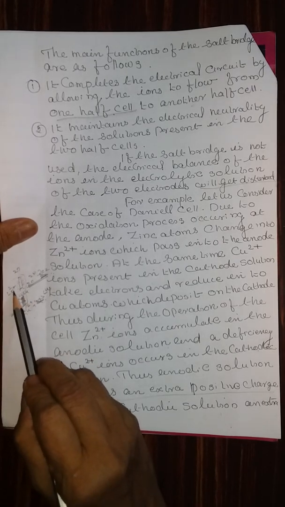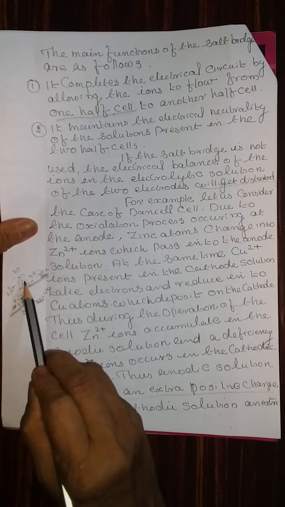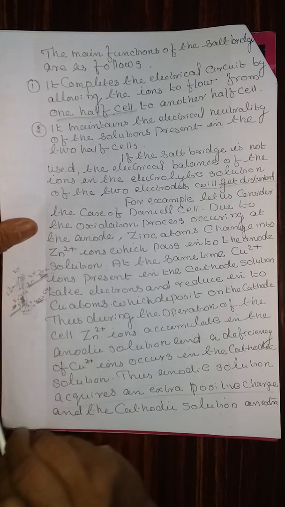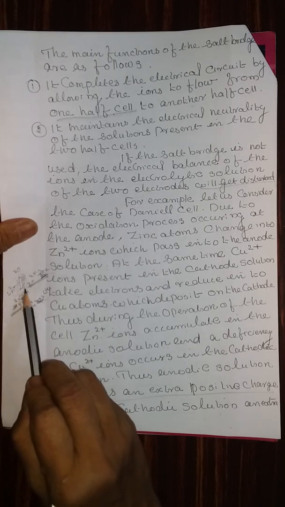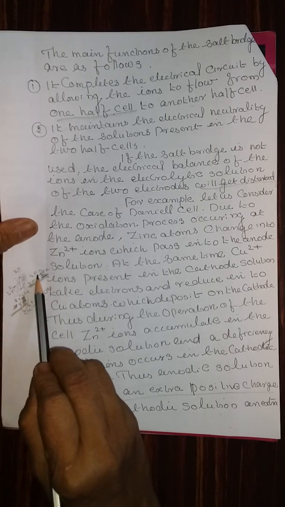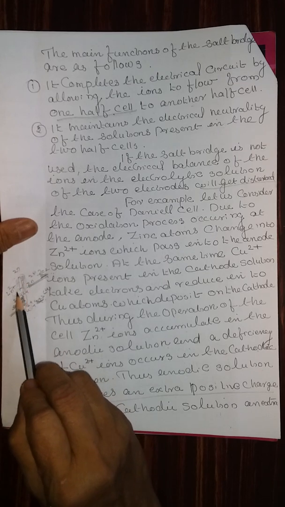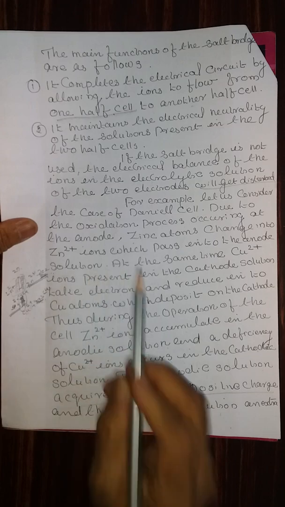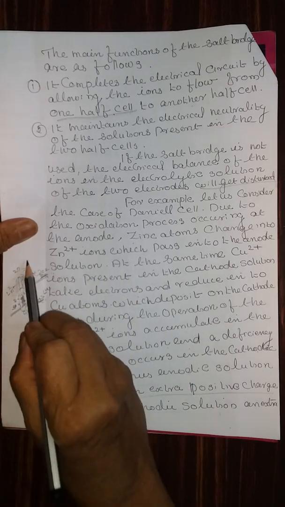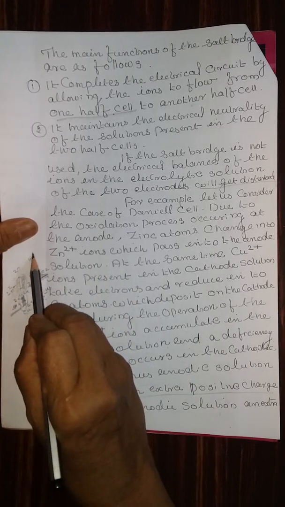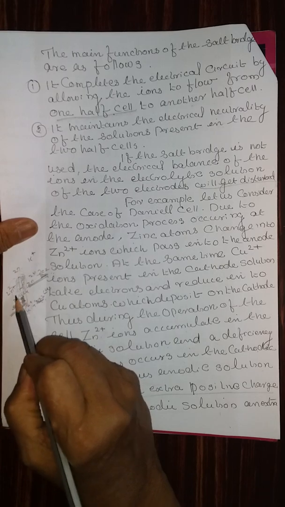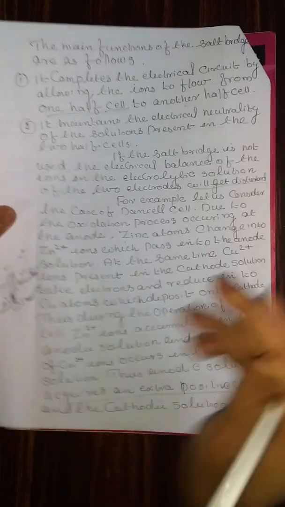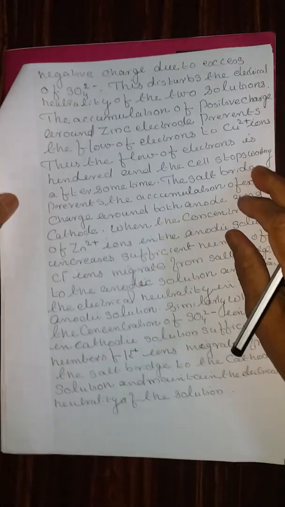SO4 2- ion forms a cloud here. Therefore, Zn2+ goes into solution and the 2 electrons form a negative atmosphere here. Zn2+ is there in the solution. This negatively charged atmosphere of this zinc should be removed by a positive charge. Therefore, K+ from the salt bridge will help here in this case. Just listen to the theory part.